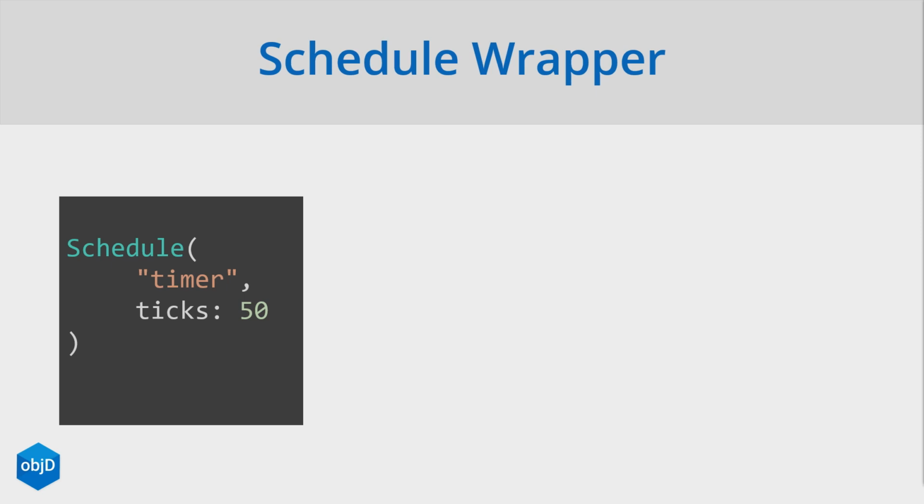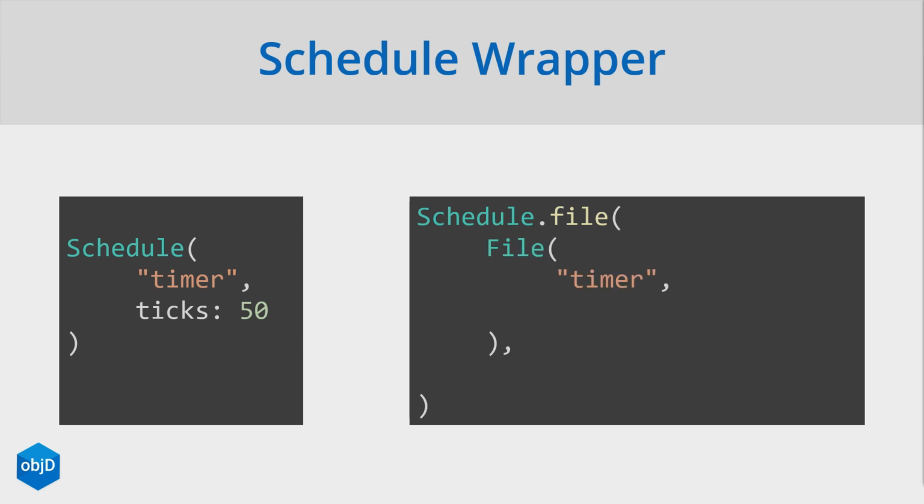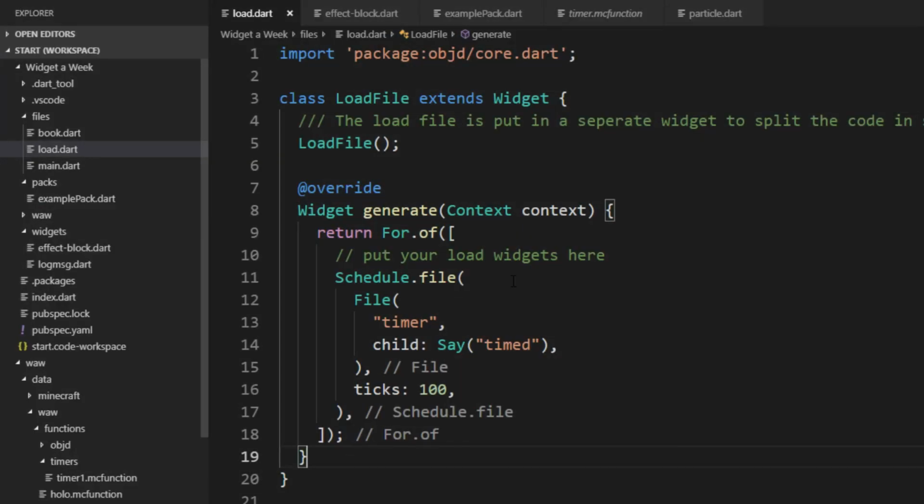With it, you're able to schedule a function to execute later and give it a delay. In objD, you just specify the schedule widget like that, give it a function name, and the amount of ticks you wish to delay. On top of that, you can also use the special constructor schedule.file that takes in a file instead and registers it automatically with some child. So let's try that in the load file.